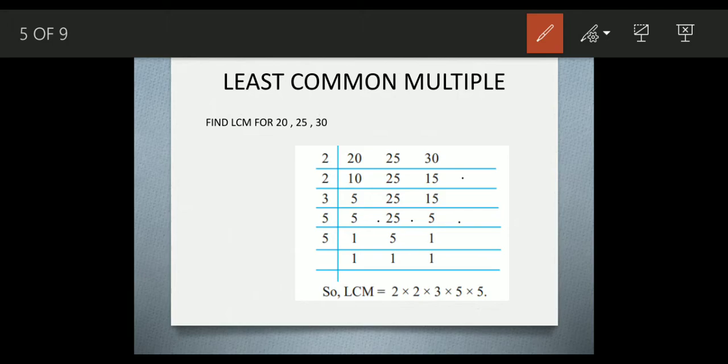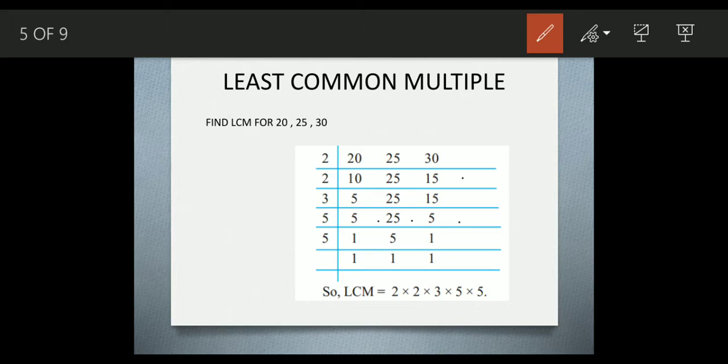So 5 1s are 5, 5 5s are 25, 5 1s are 5. You have to continue till you get all the 3 numbers as 1. I have got only 2 ones. I need this 5 to be solved. So again I'll take the 5 table. So 1 will remain as it is. 1 5s are 5, and the 1 will remain as it is. Clear? So what is my answer?